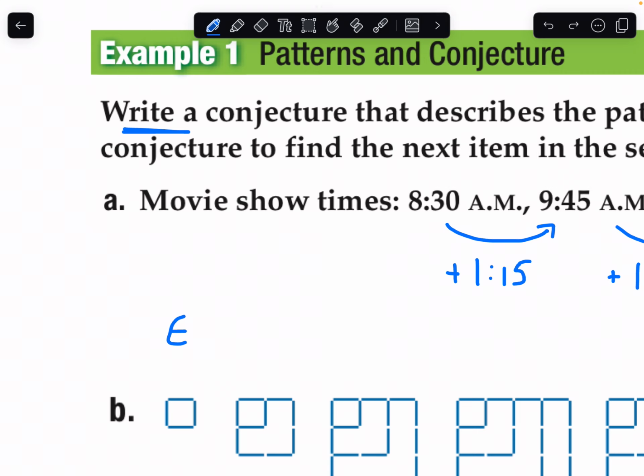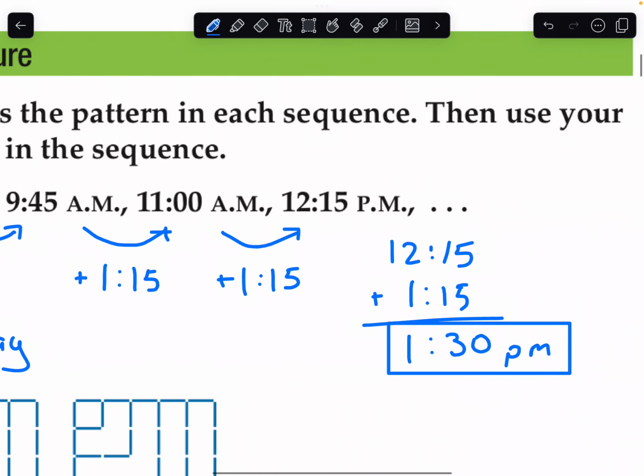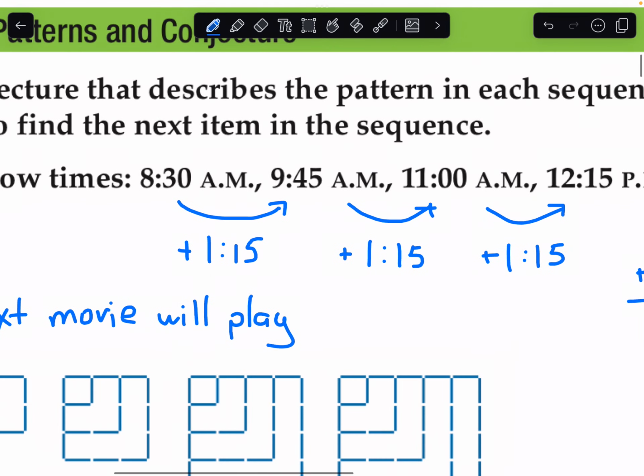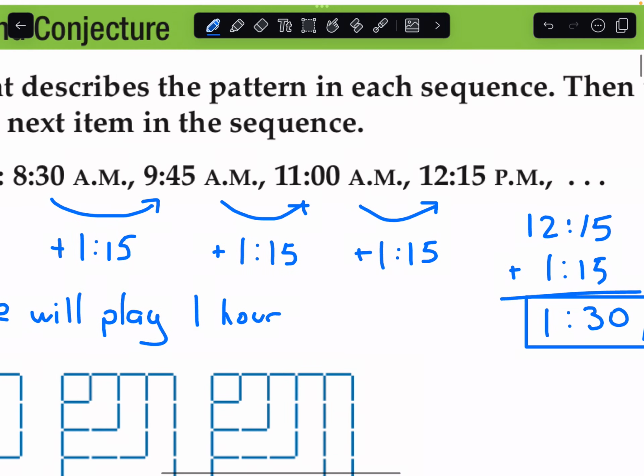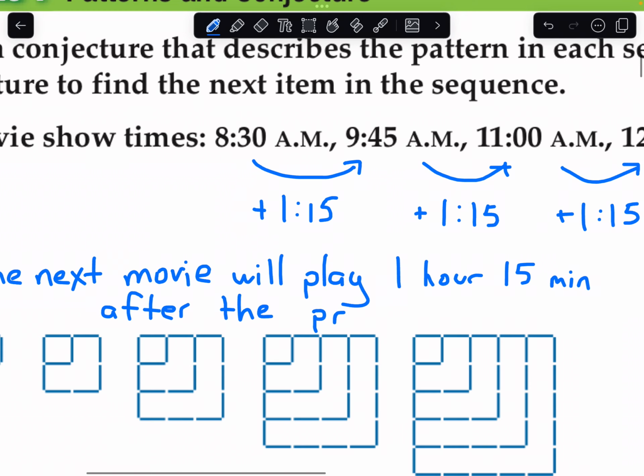Now let's see. The next movie will play. We're not talking about the last one that we found, the next item. We're talking about the general pattern. Every time the next movie will play 1 hour, 15 minutes after the previous. I should have given myself a little more space there. That's okay.